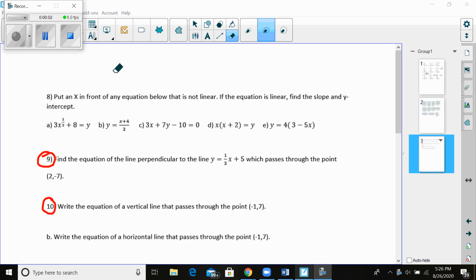So here's where we left off on our handout. Number 8 asks you to put an x in front of any equation that is not linear. In order to really understand what a linear function is, you need to be able to contrast that with what a linear function is not.